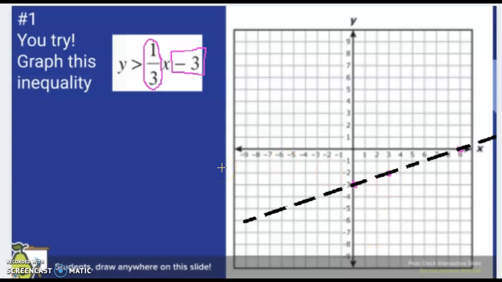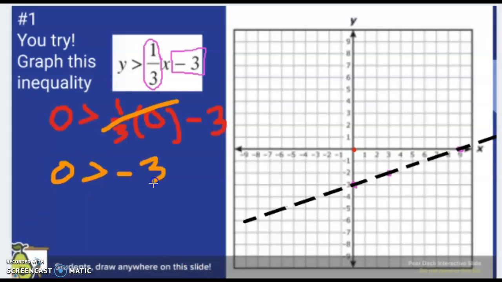Okay, so now I need to determine where it is shaded, right? Remember, I like to use 0, 0 because it's easy to locate. So I know if I get a true statement, I shade on top of where 0, 0 is. If I get a false statement, I'm going to shade on the other side of where that point is. So if I plug in 0, 0, I'm going to plug in a 0 for y greater than 1/3, I'm going to plug in a 0 for x minus 3. Remember, this simplifies just to be 0. So I'm left with 0 greater than -3.